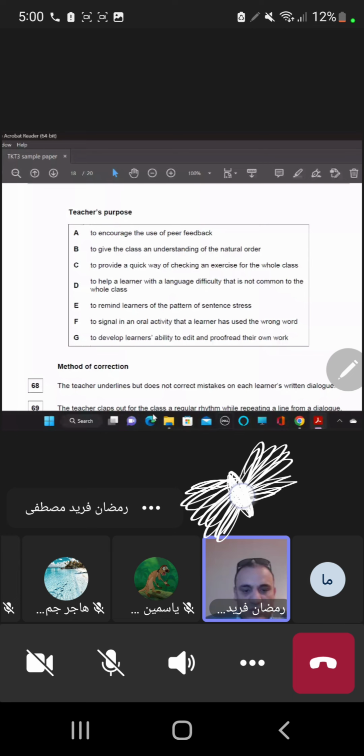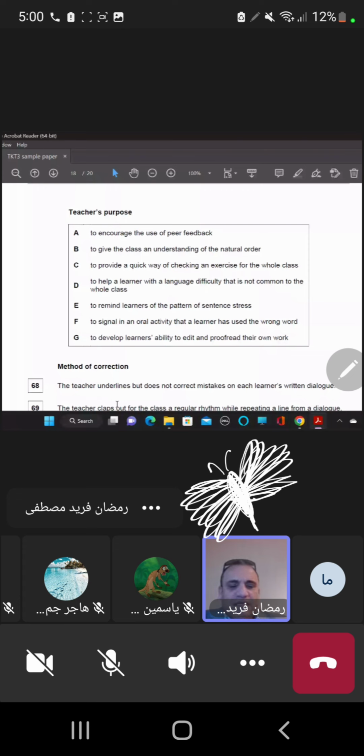For example, the teacher underlines. We start from the number itself, not from the options, okay? Even if the options come first. The teacher underlines but does not correct mistakes on each learner's written dialogue.